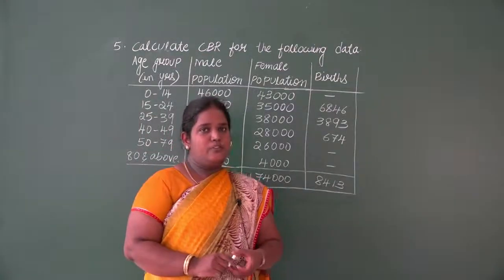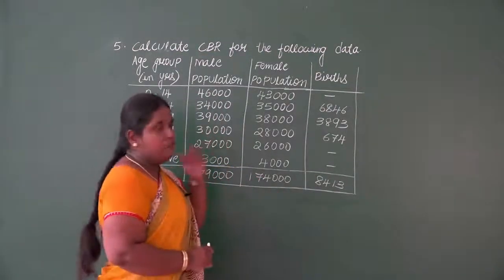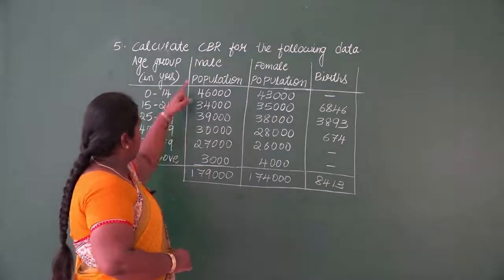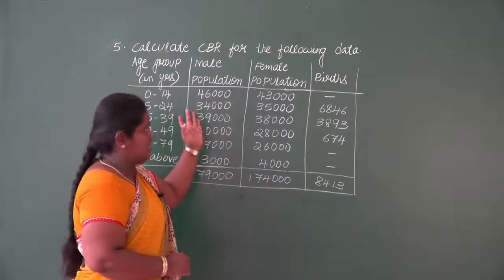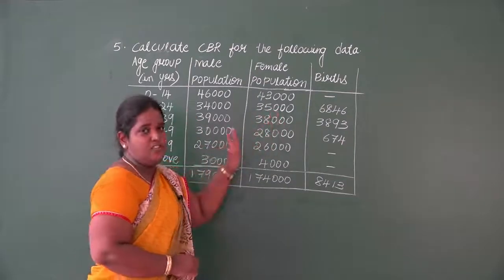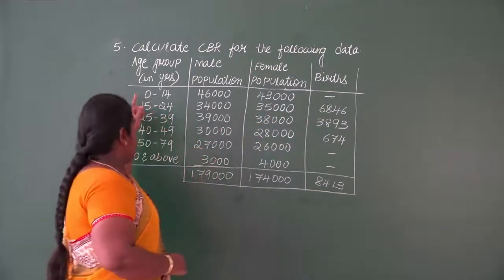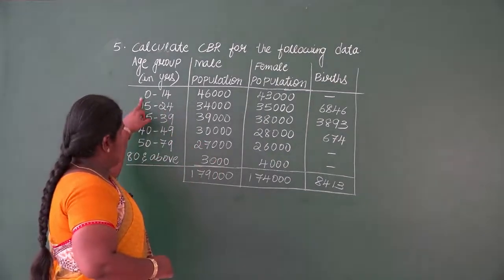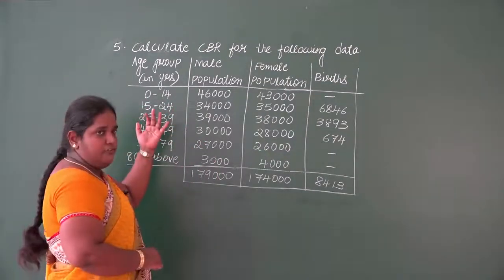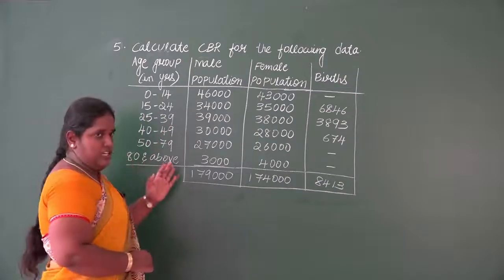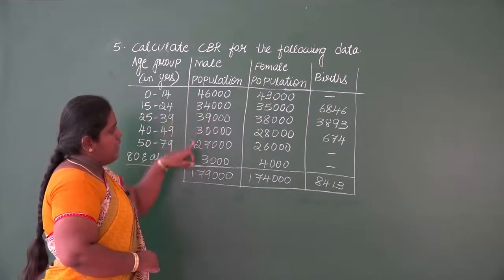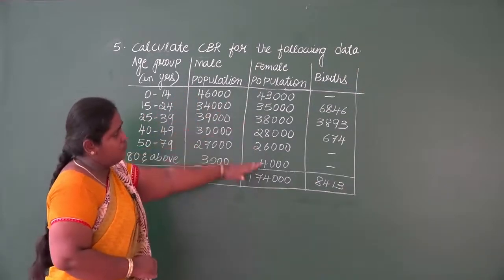Now we'll start with the 5th problem. Calculate CBR for the following data. Here I have mentioned the male population is given separately and female population is given separately, and births are given. So it is given from the age group 0 to 14, 15 to 24, and it is up to 80 and above. So we have to add the male population, add the female population.